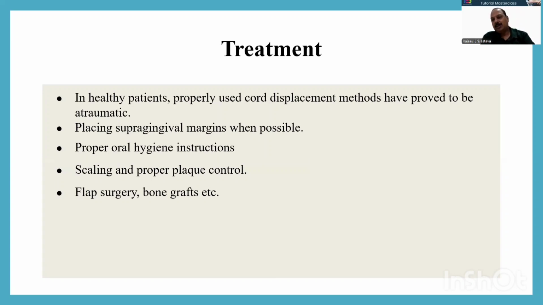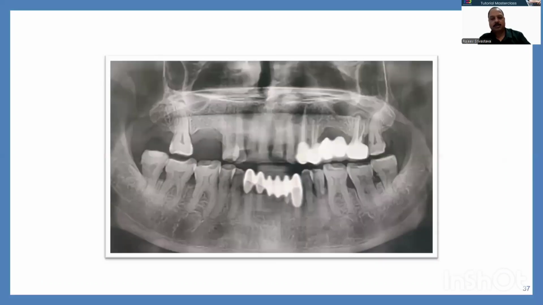If any flap surgeries or bone augmentation or any bone grafting is required, you can do it to extend the longevity of your fixed partial denture. You can see here the periodontal breakdown. Why is there a periodontal breakdown? Because there is a space between your pontic and the bone, and this will lead to the accumulation of food.